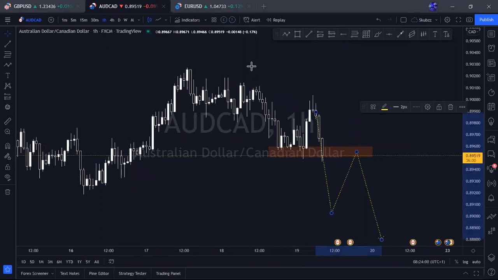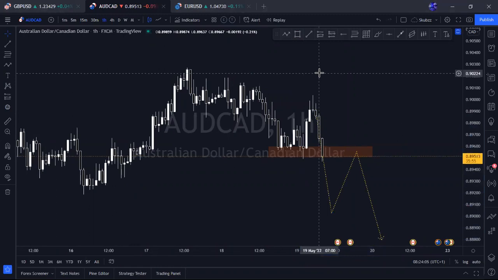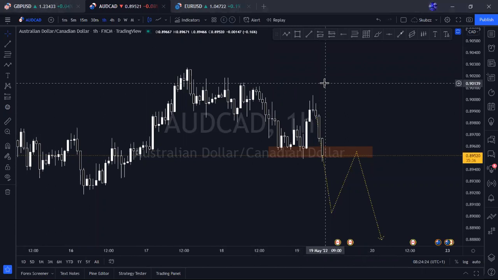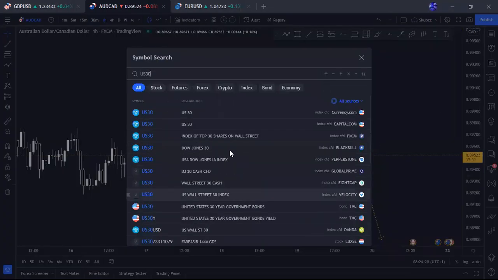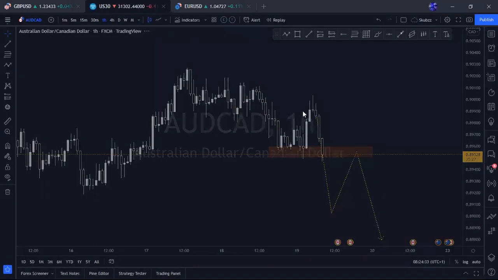Someone said US 30. I told you guys I don't trade indices. So the person that said AUD card, do you understand this? It's very simple. Do you understand it? The person that said AUD card. Euro AUD. Okay, so someone said US 30. Let's look at US 30. You guys are actually pushing me beyond my limits. I like that. Let's see. US 30. I'll use FXCM.